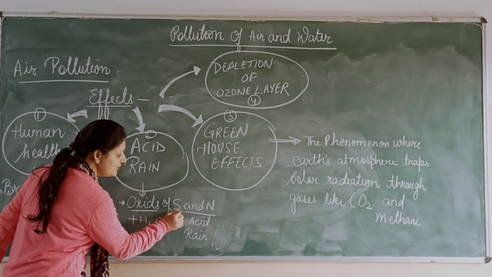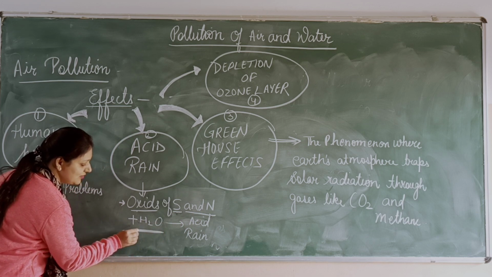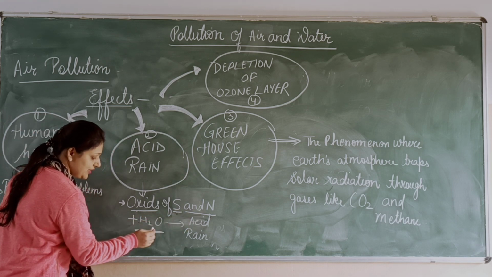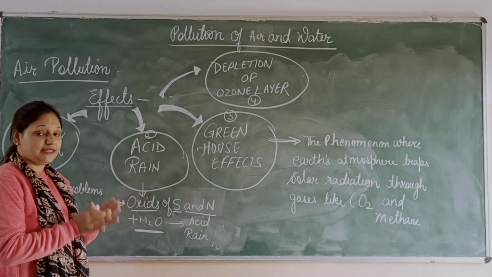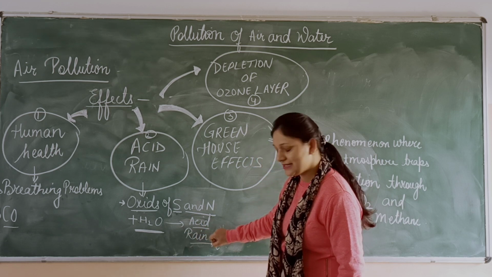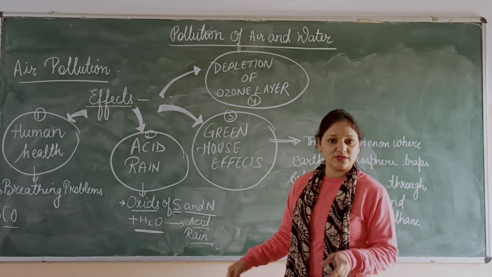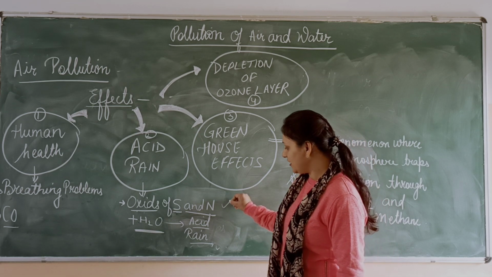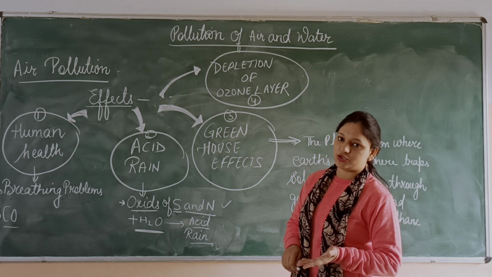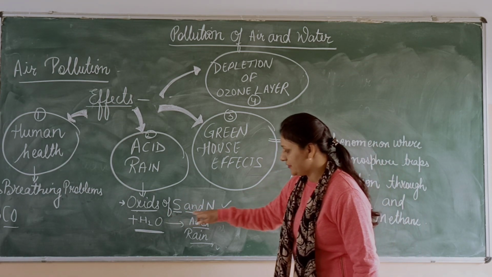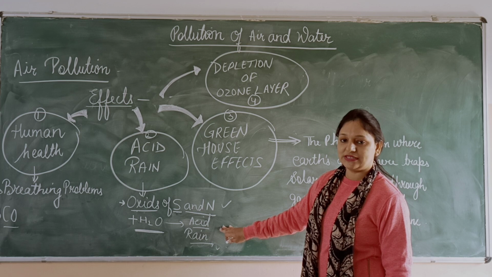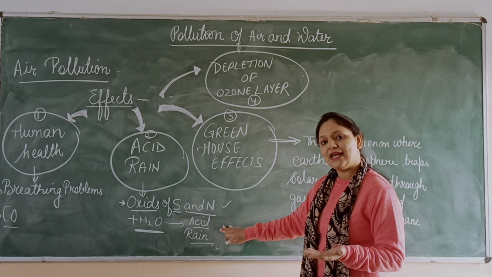So when oxides of sulfur and nitrogen join with H2O, what is H2O? It is water. So when oxides of sulfur and nitrogen join with water and fall on earth in the form of rain, that is known as acid rain. Isn't it simple? Now from where are they released? They are released by the burning of fossil fuels or by the exhaust of automobiles. So when the oxides of sulfur and nitrogen combine with water and fall on earth as rain, that rain is known as acid rain.